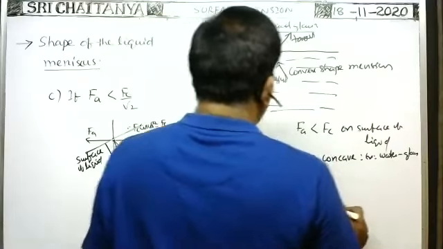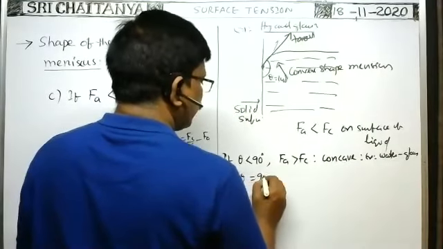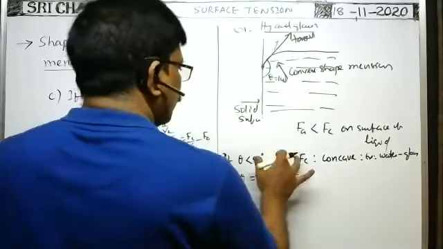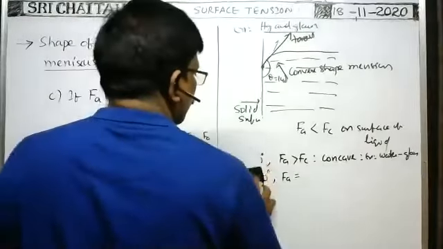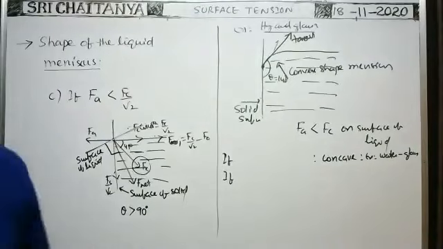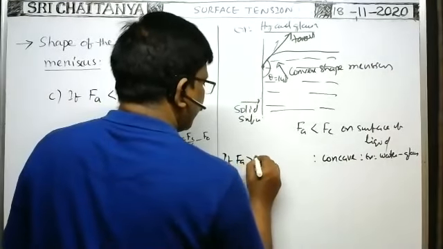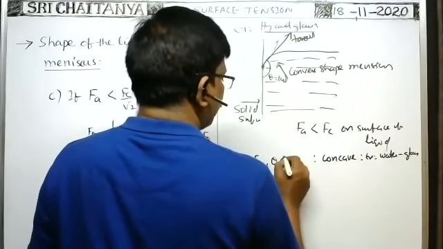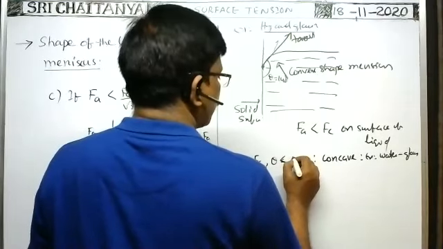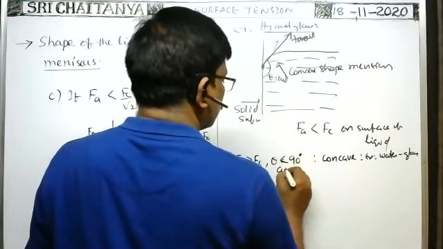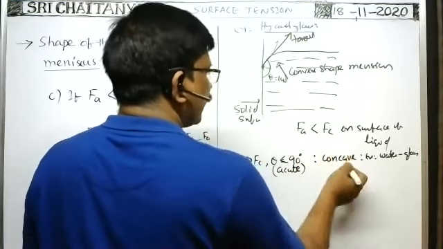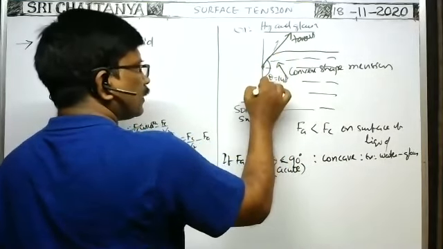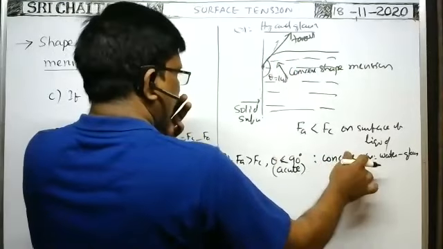Okay. Next, if theta equal to 90 degree, it is possible whenever Fa is equal to Fc. Of course, here you write this one first. If Fa is greater than Fc, then because of this reason, the angle of contact becomes less than 90, or acute. In that case, the shape of the meniscus is concave. Shape of the meniscus means the surface of liquid in contact with the solid is called the meniscus.